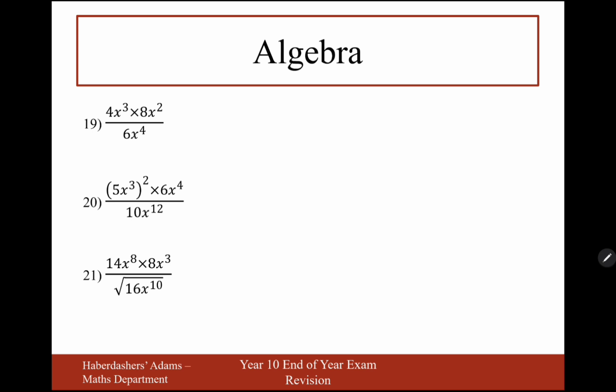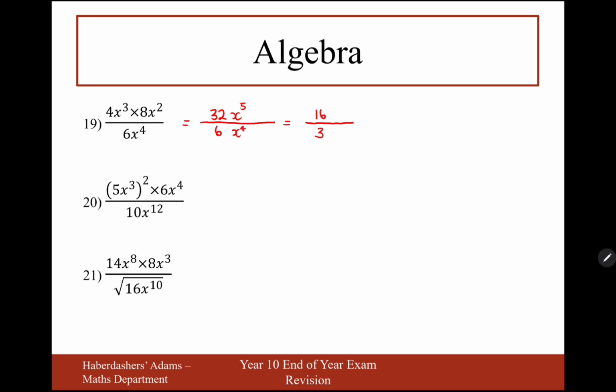Okay, so let's have a go at question 19 then. So we're going to look at the numerator first. So 4 times 8 is 32. And then we add the powers together, so that's x to the power of 5. And that's going to be over 6x to the 4. What we do from here is we then look at the numbers in the fraction and simplify those. It's got a common factor of 2, and I think the best we could do there is 16 on the top, 3 on the bottom to simplify the fraction.